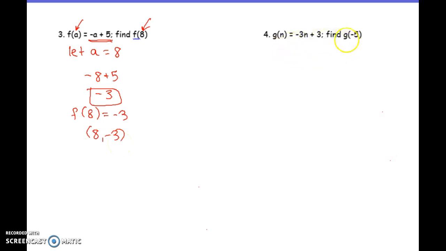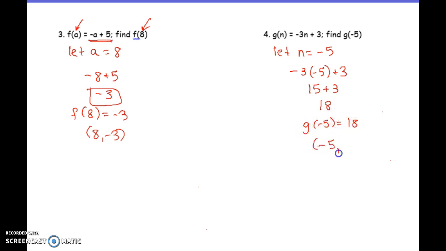All right, and we're going to find g of negative 5, so let's let n be equal to negative 5. Negative 3 times negative 5 plus 3. Negative 3 times negative 5 is 15, and 15 plus 3 is 18. So g of negative 5 is equal to 18. An input of negative 5 gives us an output of 18.